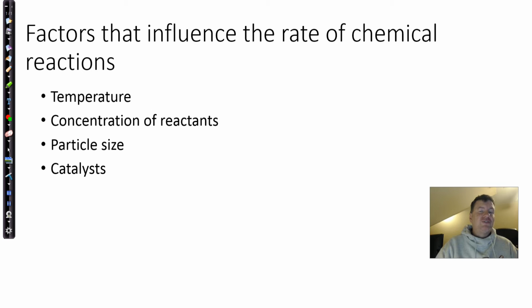Another one is the concentration of the reactants. If you have lots of, let's say, component A and lots of component B, there's lots of chances for them to hit each other and react. But if you have a lot of A and only a little bit of B, then there's going to be fewer chances for those things to interact. So that's going to slow down a chemical reaction. Particle size. In general, smaller particles move faster, and therefore smaller particles tend to react at a faster rate.